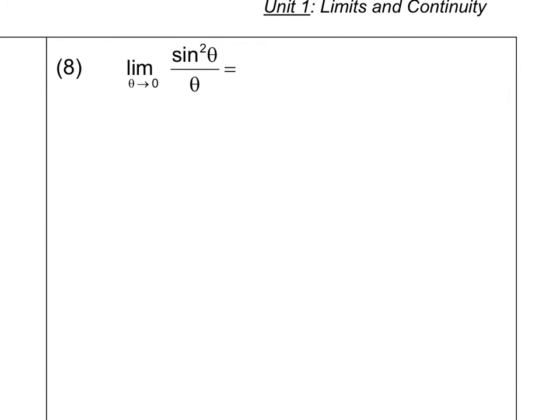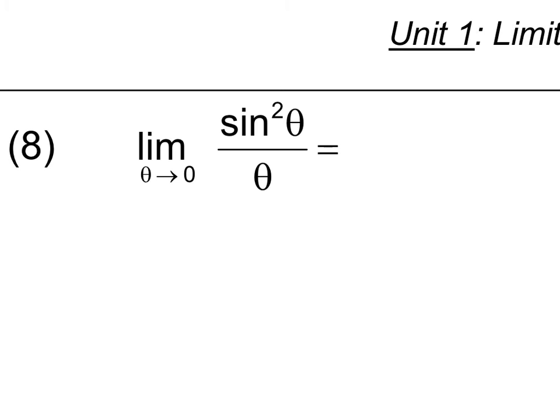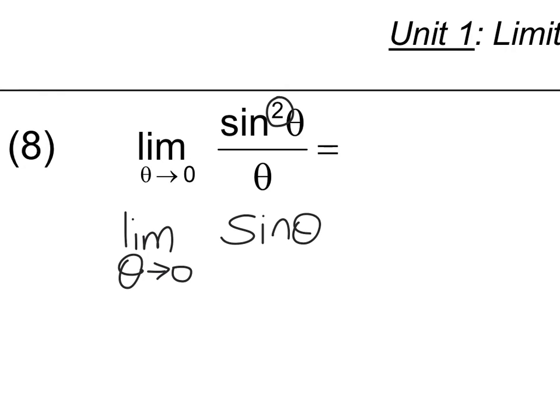So I got a power of 2. That means that I have sine of theta times sine of theta. All right, true statement. What I want to do is manufacture one of the rules from this expression.